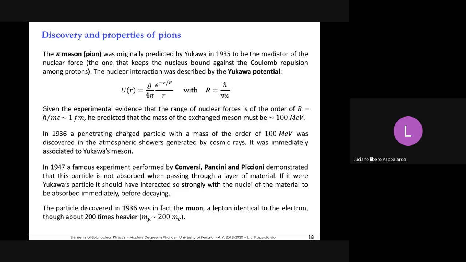And in fact, it turned out that the particle discovered in 1936 was the muon. The muon is a lepton. It has nothing to do with the pion or with the Yukawa particle, of course. It's just identical to the electron, but about 200 times heavier. So the mass of the muon is 105 MeV compared to the mass of the electron, which is half an MeV.